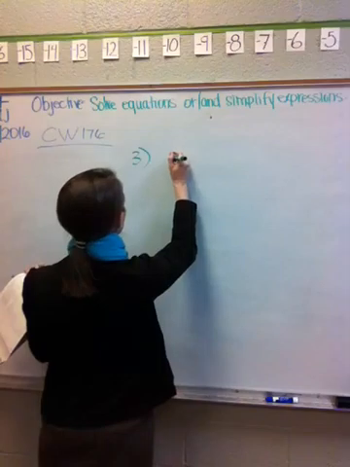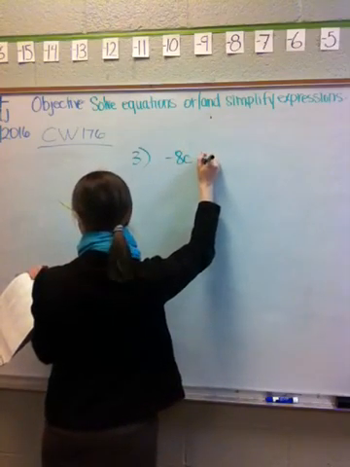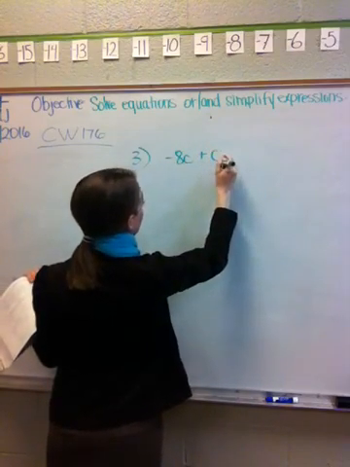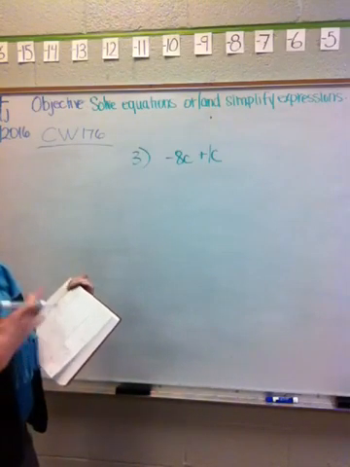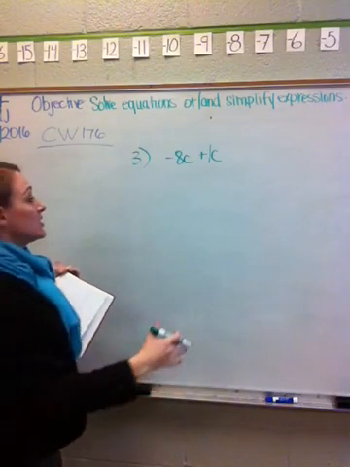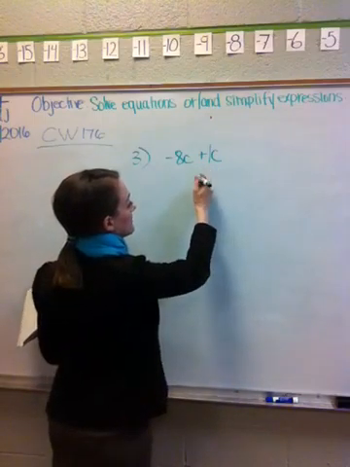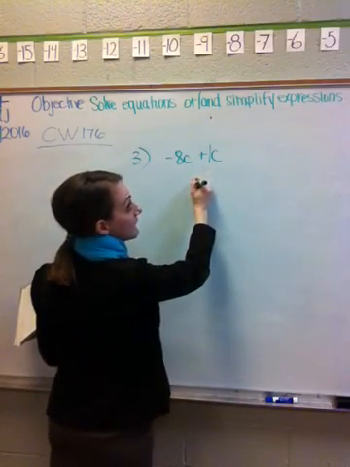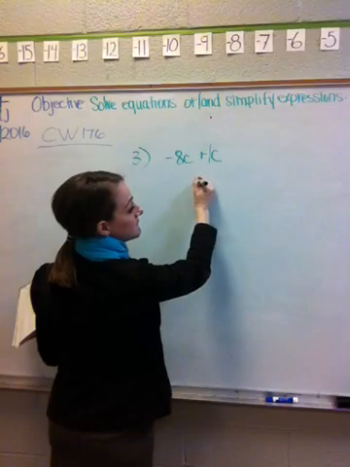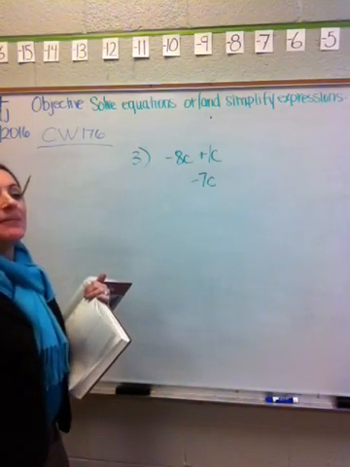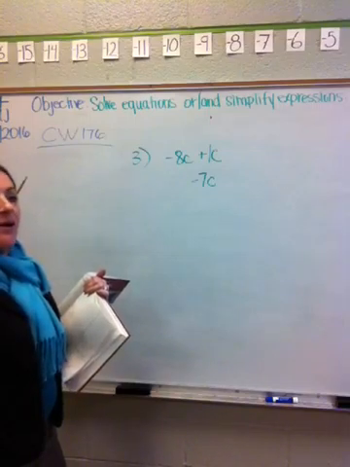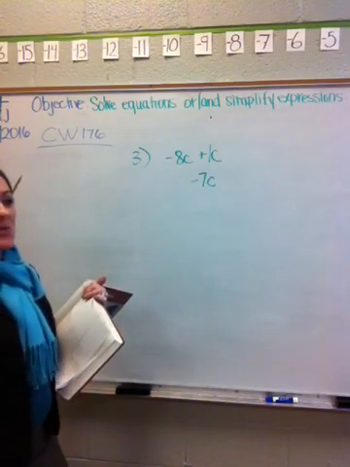We've got negative 8c plus c. There's a 1 out there in front of that. Just a 1. It represents 1c. So I have negative 8 and 1 combined to make what? Negative 7c. Yes, ma'am. So whenever you see a variable, do you think there's a 1 next to it? Yes, there's always a 1 next to it.